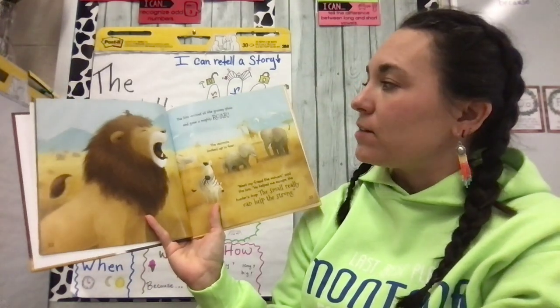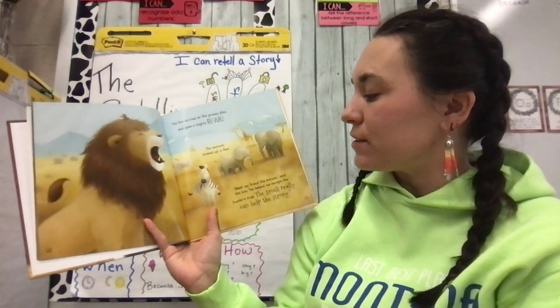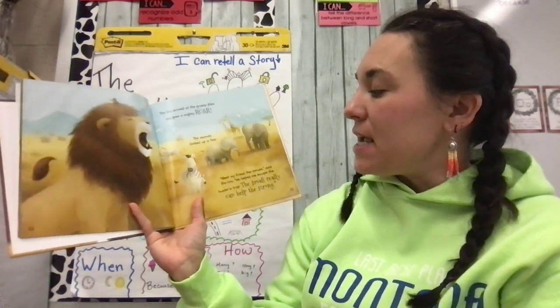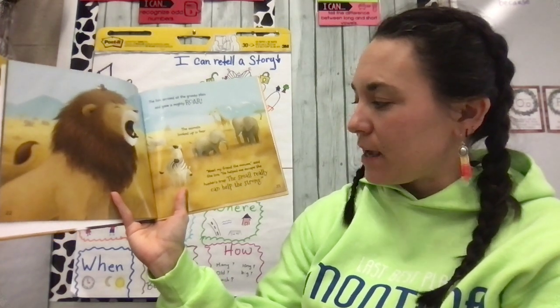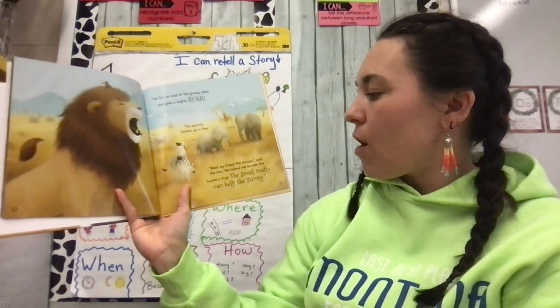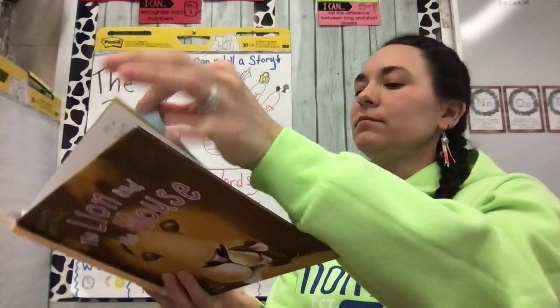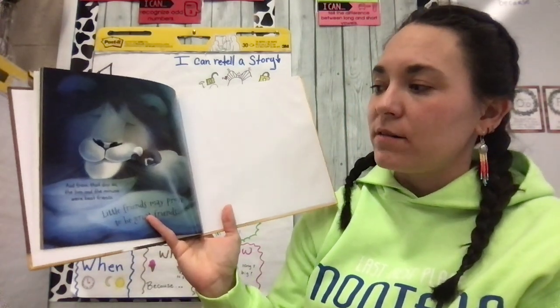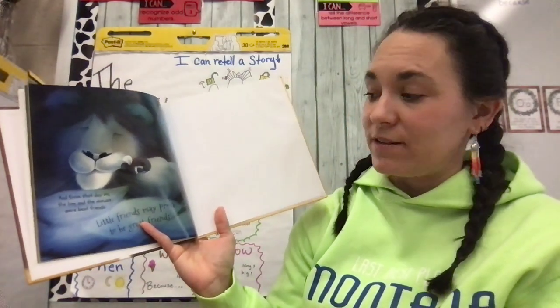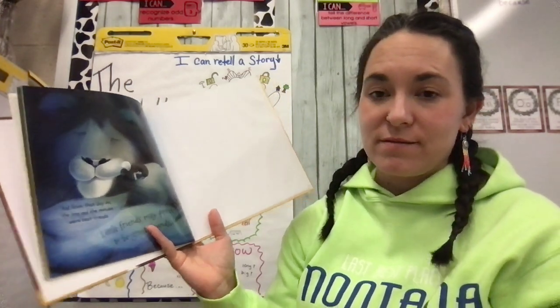The lion arrived at the grassy plain and gave a mighty roar. The animals looked up in fear. Meet my friend the mouse, said the lion. He helped me escape the hunter's trap. The small really can help the strong. And from that day on, the lion and the mouse were best friends. Little friends may prove to be great friends.